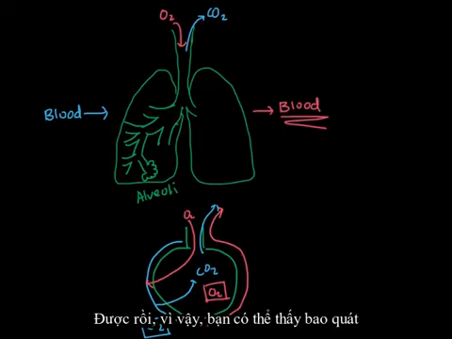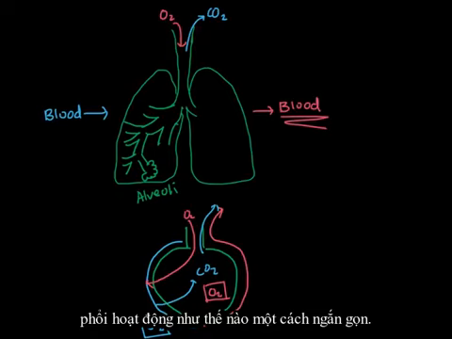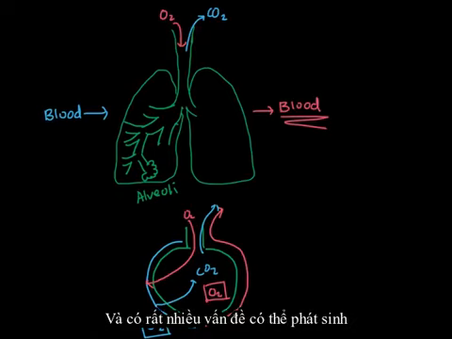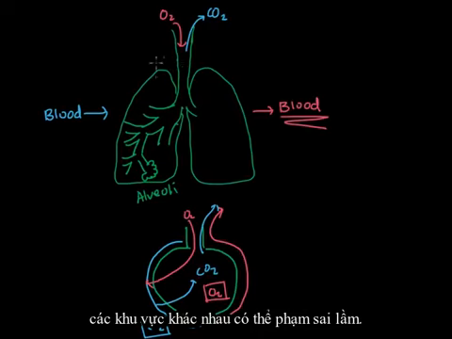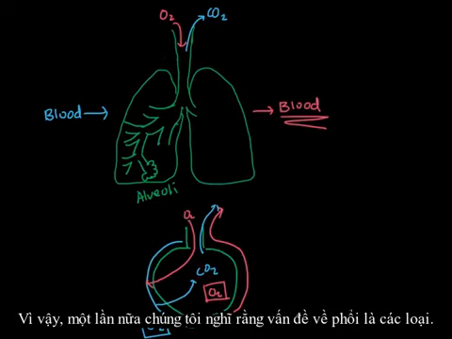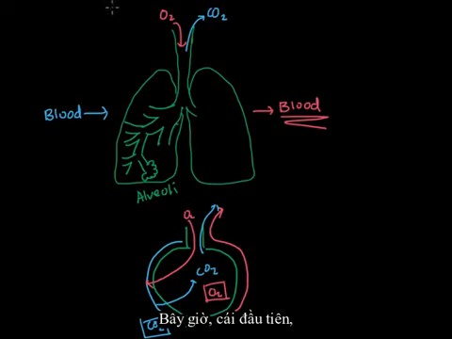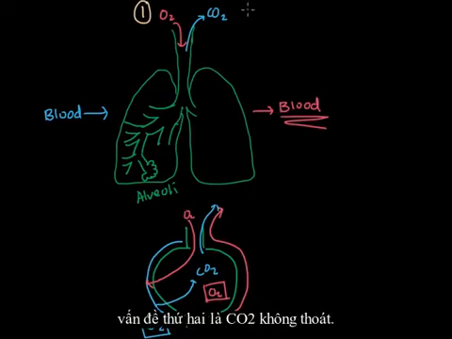Okay, so there's your bird's eye view of how the lungs work in a nutshell. And there are a lot of problems that can arise in this whole system. But I think a better way to understand it is to break it down by the different players, the different areas that can go wrong. So we can think of lung problems as categories. Now, the first problem I can think of is oxygen not coming in. And so on the flip side of that, number 2 would be carbon dioxide not escaping.